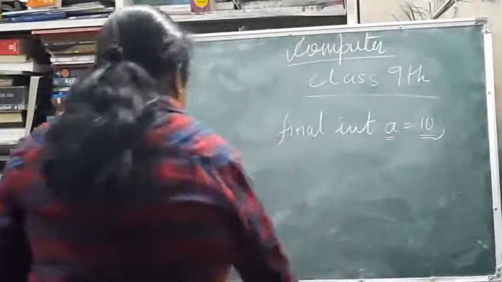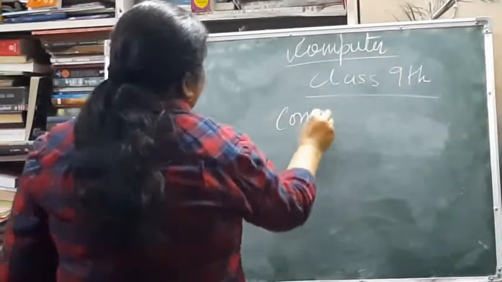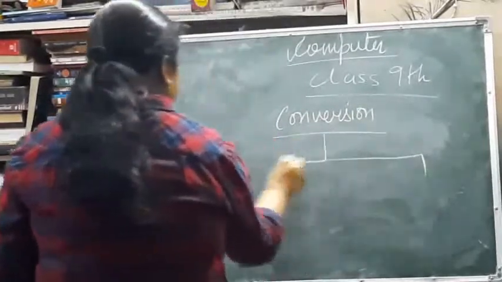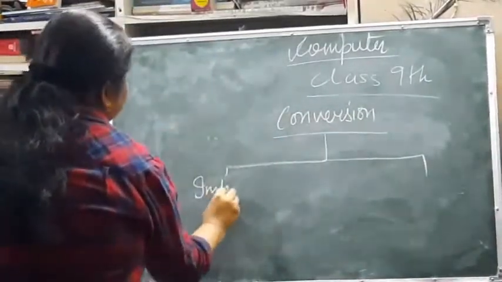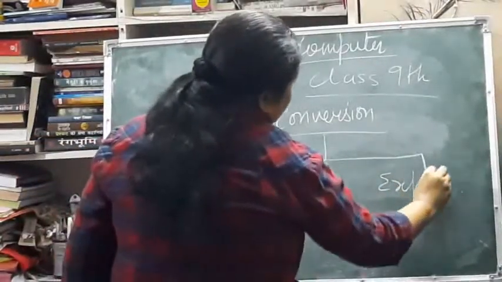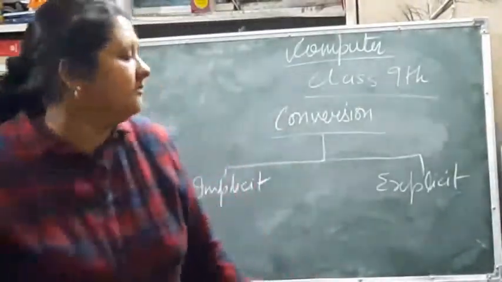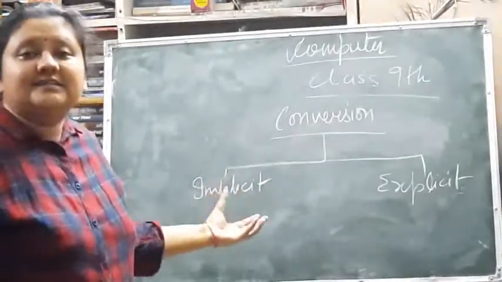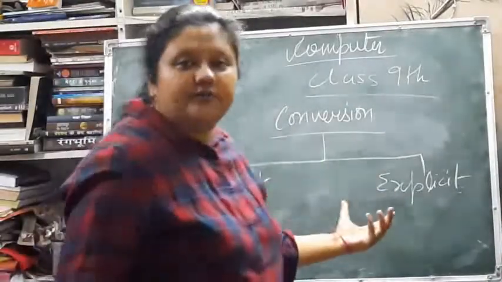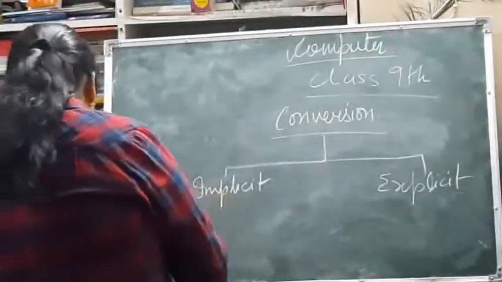When we talk about conversions, the conversions are basically of two types. We have implicit type conversion and we have explicit type conversion. Now what are these implicit and explicit? Implicit type conversion is also known as coercion, and this is automatically done by the computer. Explicit type conversion is done by the users, by us.